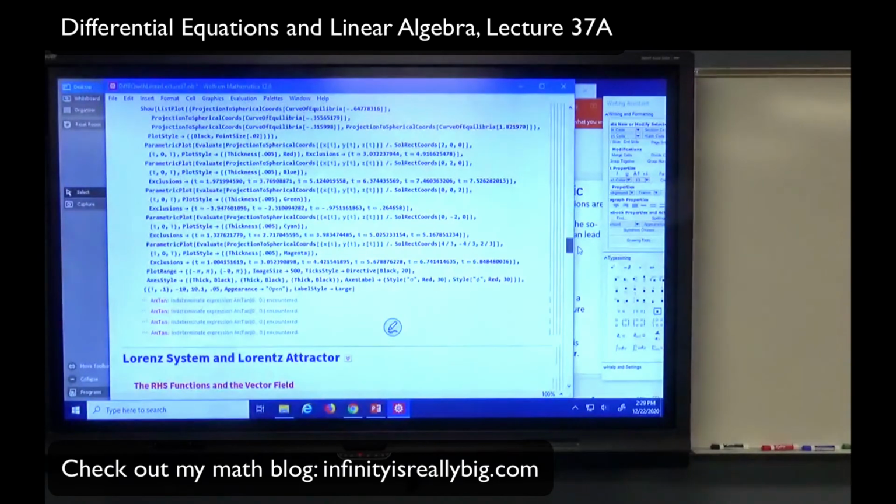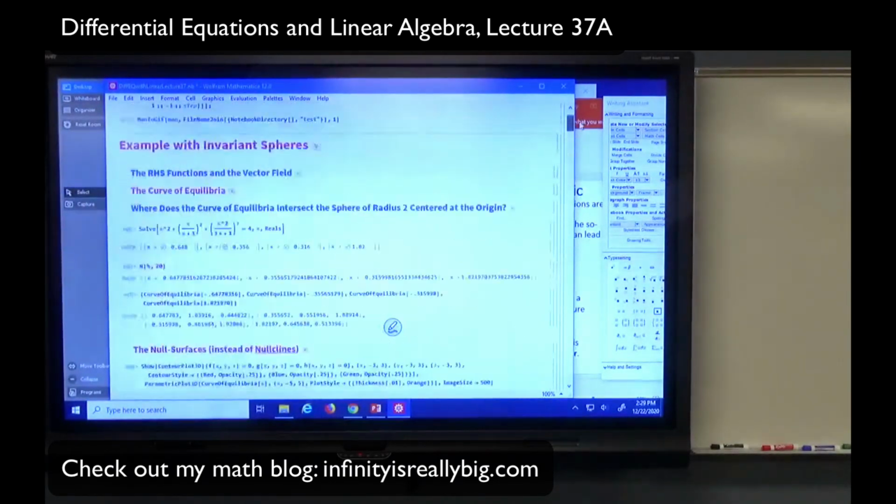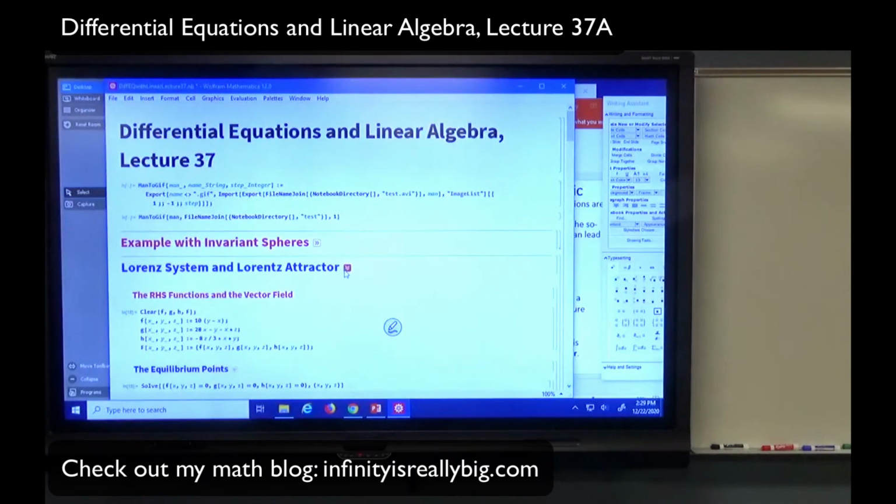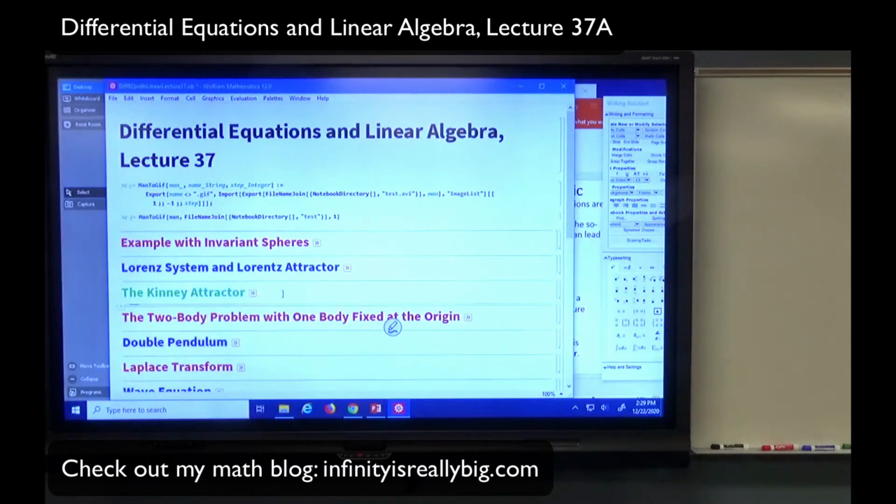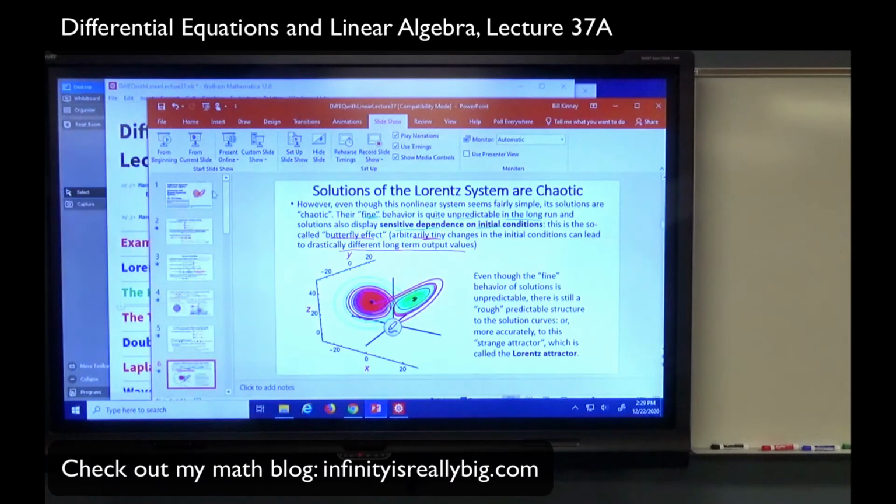And yes, you can play with the Kinney Attractor if you like, if you want to download this Mathematica notebook. All right. A couple more subjects for this lecture. Again, trying to get a big overview of things.